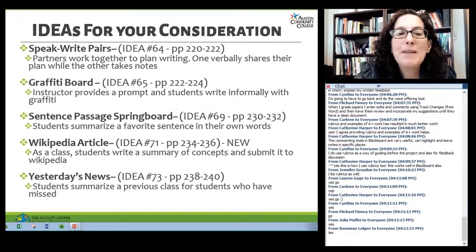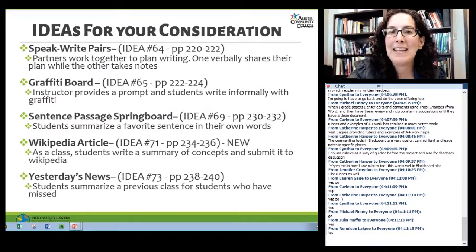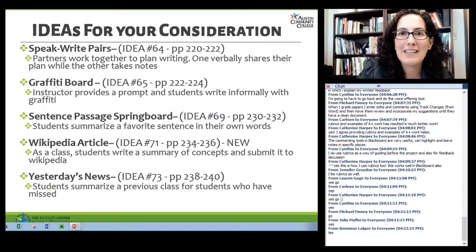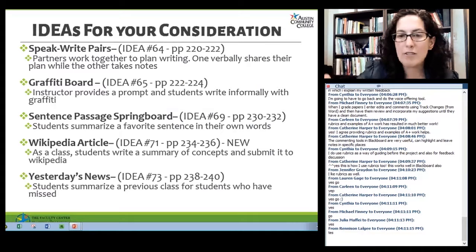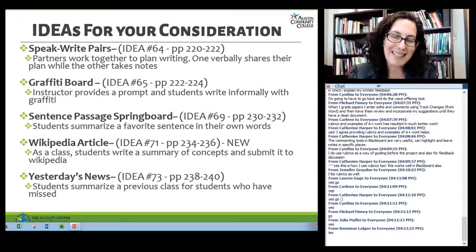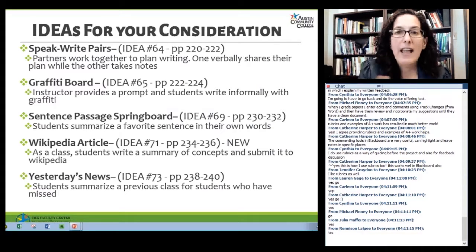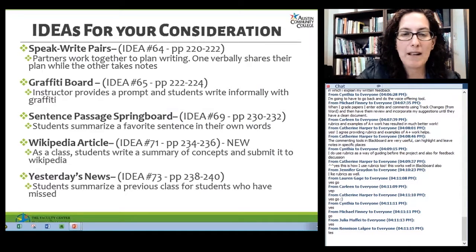One vote. So speak, write pairs. Idea 64, partners are going to work together and they are planning out a writing assignment. So this is a pre-work activity. You give them a writing assignment, you sit them down in pairs, and you say, all right, you have to talk to your partner and share where your brain is going on this assignment. Just shout out some things you're thinking about. The other person has to take notes on what they're going to do. And then they switch, and then they discuss. And it's a really valuable way to get that brainstorming session out. And then you've got a peer to give you feedback right away. It's kind of a lovely idea. So that's speak, write pairs.